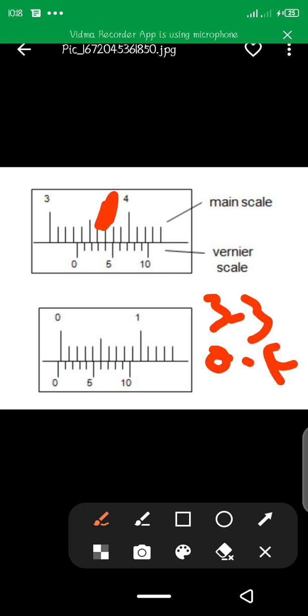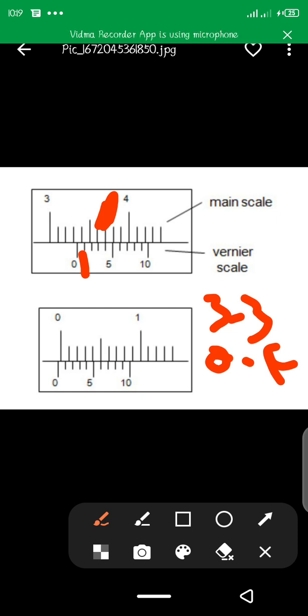Because I told you that each division, from 0 to this small line there, is 0.1 millimeter. Since you have 4 divisions that you are counting there, that will be 0.1 millimeter times 4, which gives you 0.4 millimeter. Now don't forget that you have your reading on your main scale, which is 3.3 centimeter.